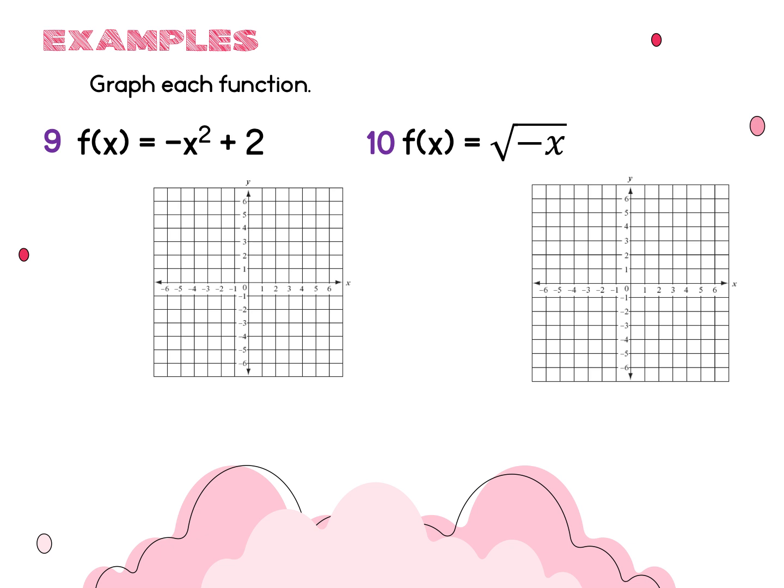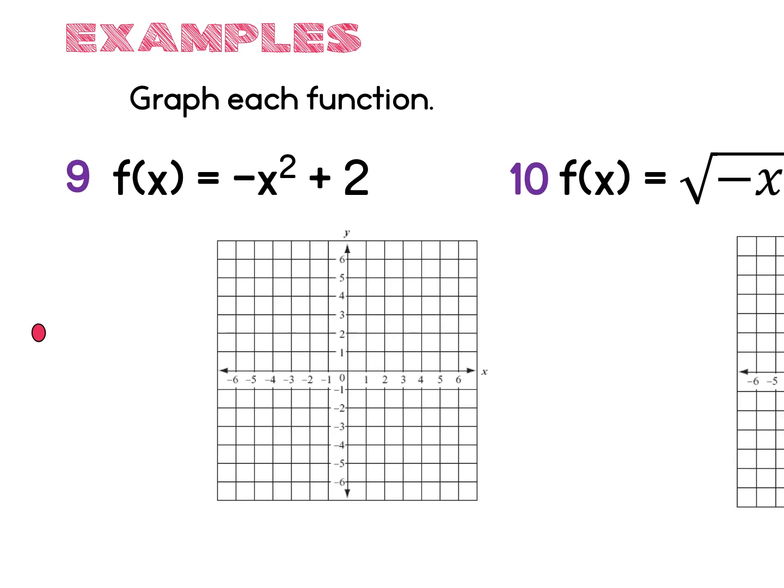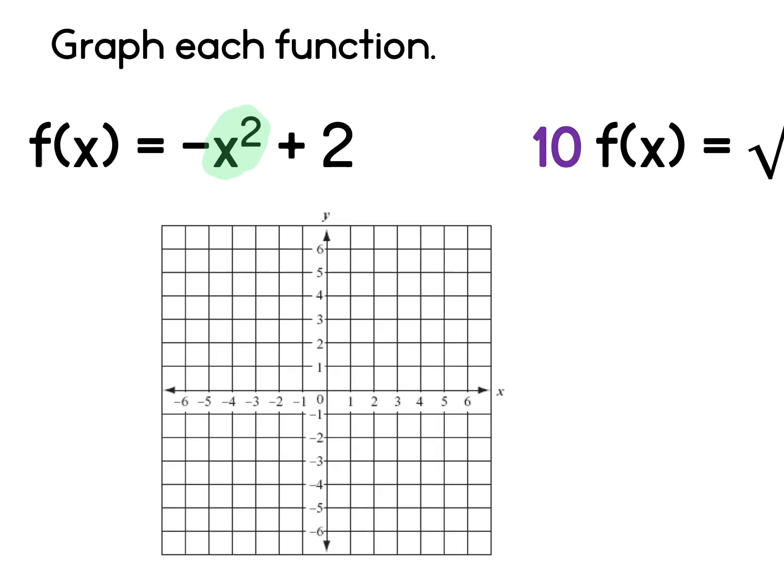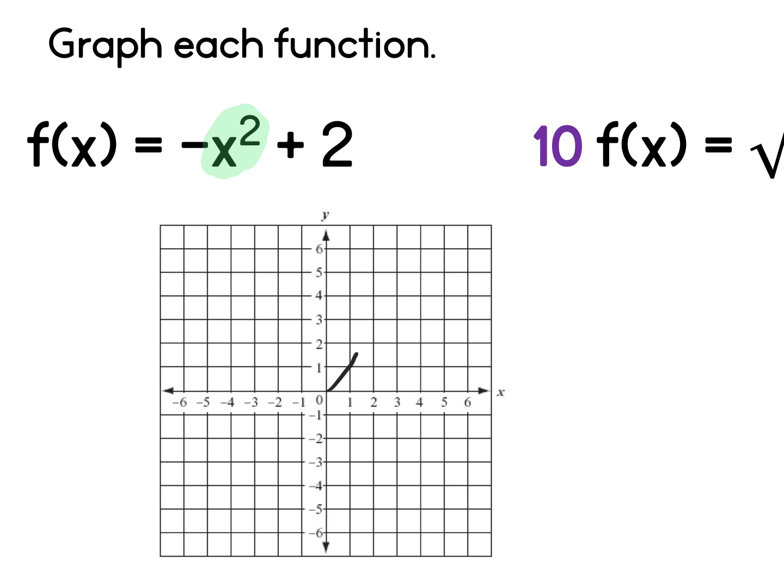All right, so let's look at number 9. I always tell you guys, always identify what the parent function is. Notice here we have an x squared. What does an x squared look like? It's going to have that parabola shape, that U shape. So right away, we can quickly sketch it. And from there, that's where we're going to perform our transformations.